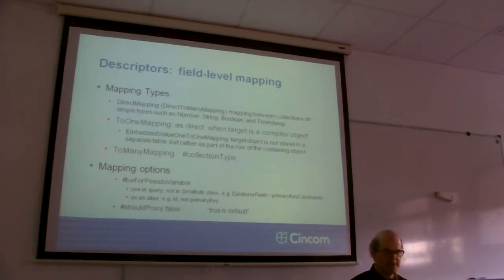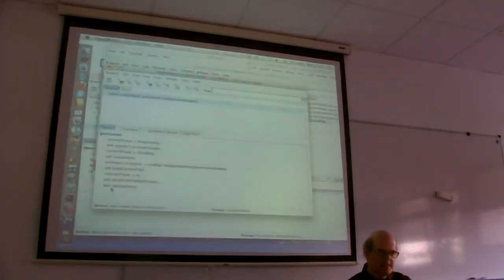The other time you'd use it is simply as an alias. So for example, if primary key is too long for you, you define a pseudo variable called id, which you map to primary key. And that's a trivial use, but sometimes good. Proxies. Let's see a proxy.